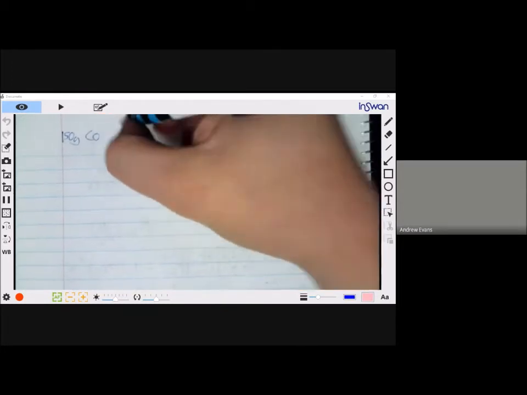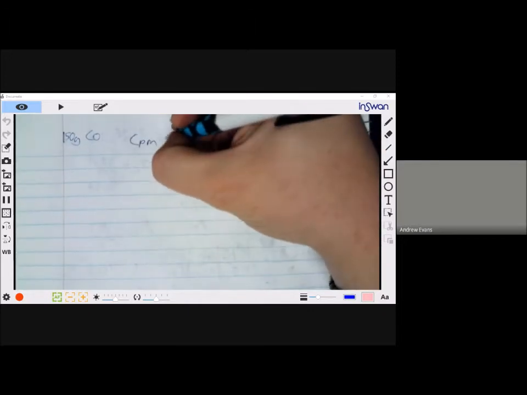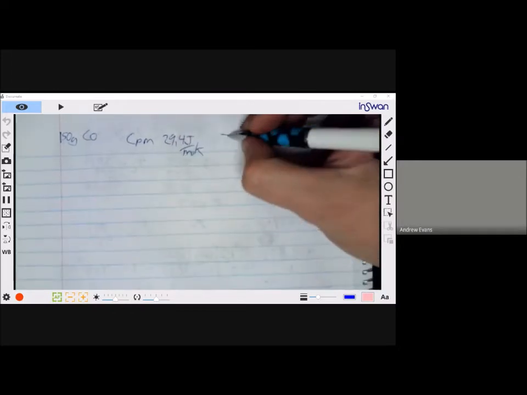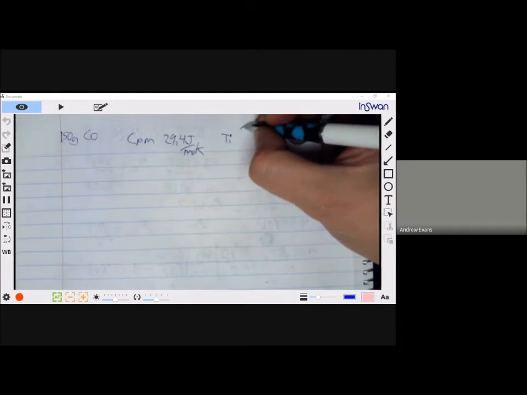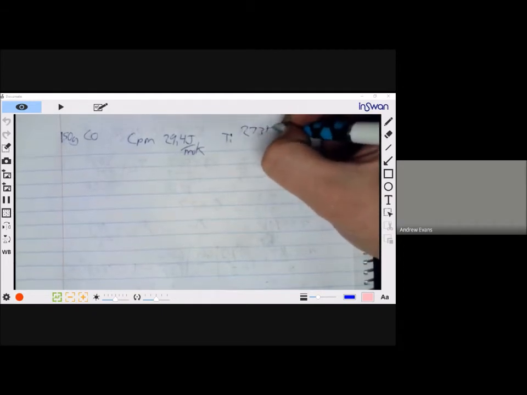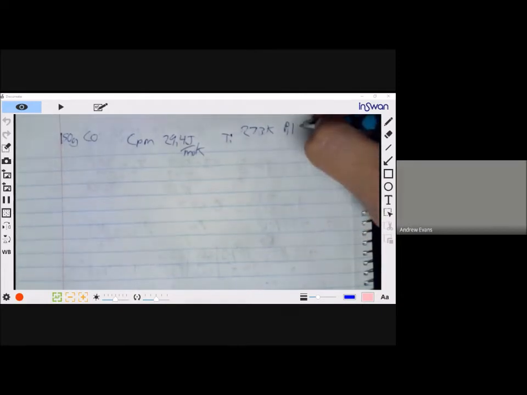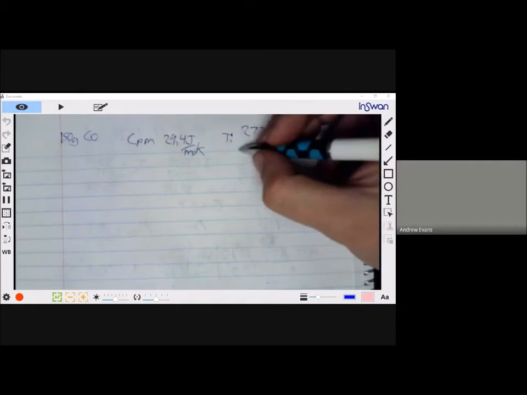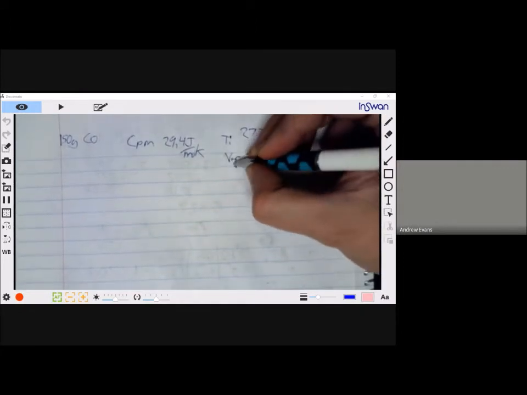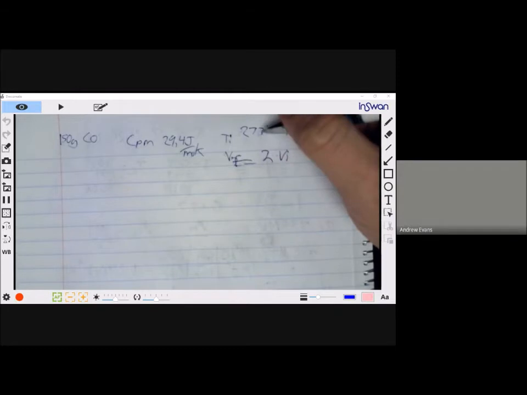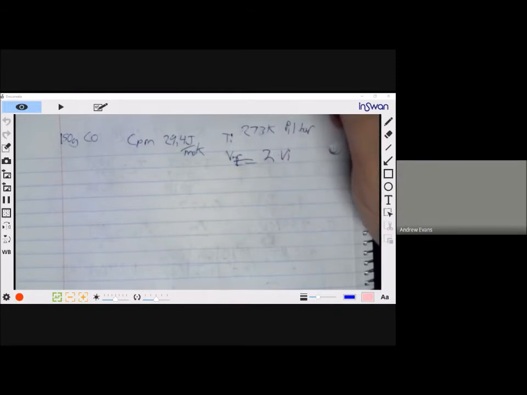We have a C sub P sub M of 29.4 joules per mole Kelvin. We have a T initial of 273 Kelvin and a pressure of 1 bar. We're not given V, but we're saying whatever V2, or VF, is equal to 2 times VI. That's the only thing we're given. Oh, and the surroundings are at 273.